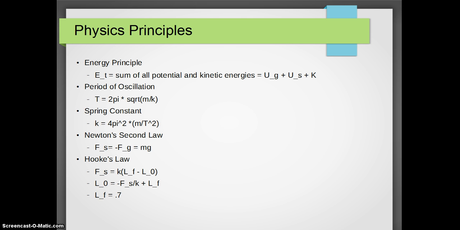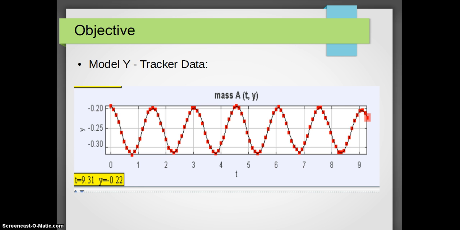Hooke's law is the final principle that's important because, of course, we're dealing with springs. Hooke's law states that the force of the spring is proportional to the difference in length of the spring, how far it's moved from its natural length. And we can derive what our original length was, which was an unknown, by using this formula.